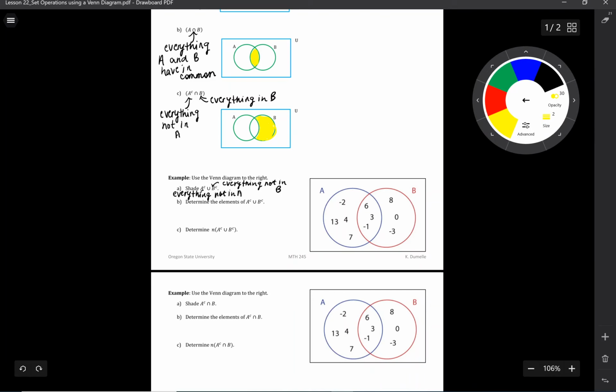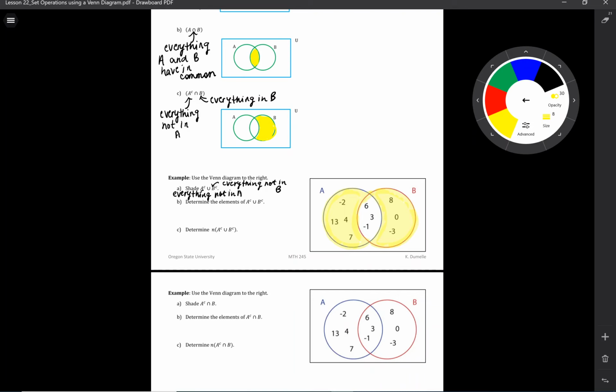So everything that is not in A is B. Oh, actually, you know what? Everything that's not in A is here in this part. Sorry about that. Everything not in A is this part right here. And everything not in B is this part here. So everything not in A combined with everything not in B is everything except for their intersection.